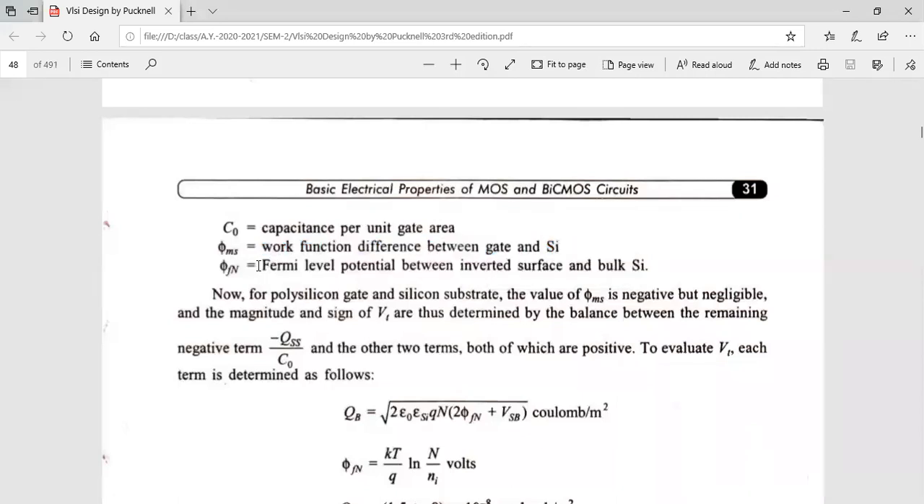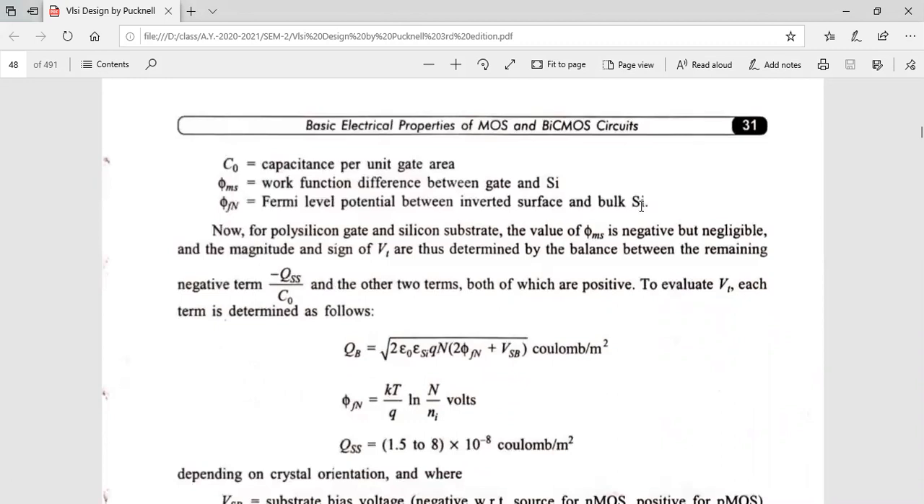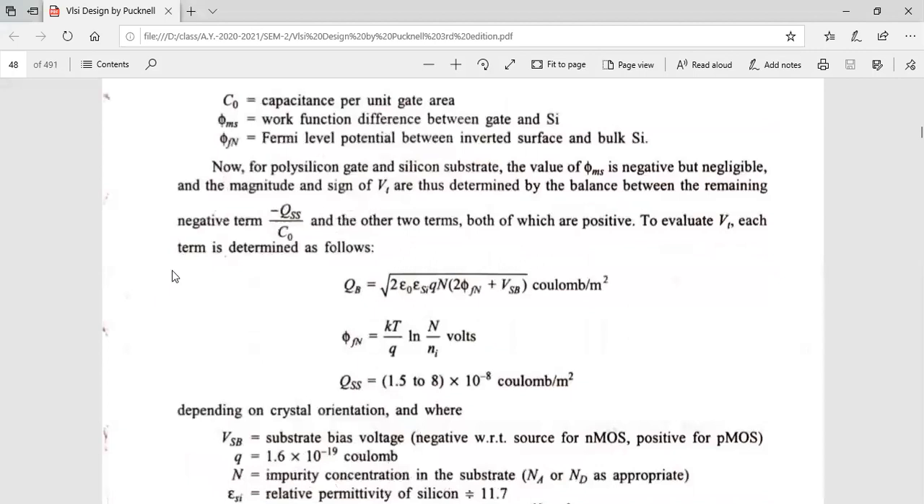Next, what is this phi Fn? Phi Fn is the Fermi level potential between the inverted state and the bulk Si. Sorry, this Si is regarding the gate, and this bulk Si means the substrate, right? So, the work function difference between the gate and the silicon, and the Fermi level potential between the inverted surface and the bulk Si.